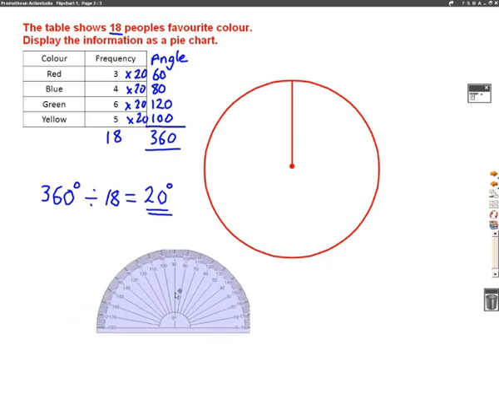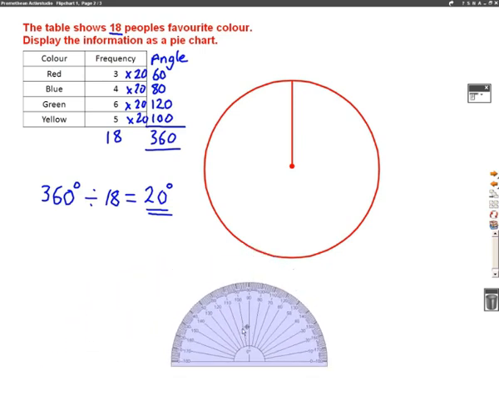So to do that, we're going to need a protractor. The circle, which is drawn for you, will normally have a dot in the middle and a line straight up. If it doesn't, you'll have to draw that line straight up.